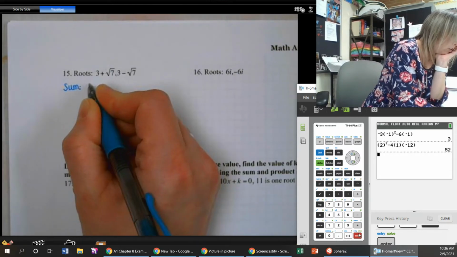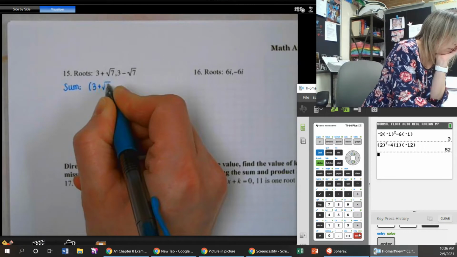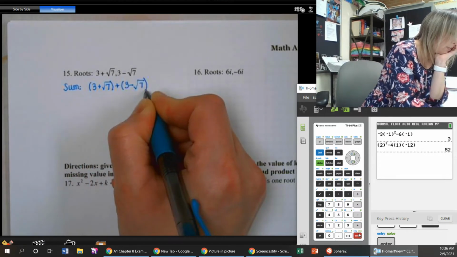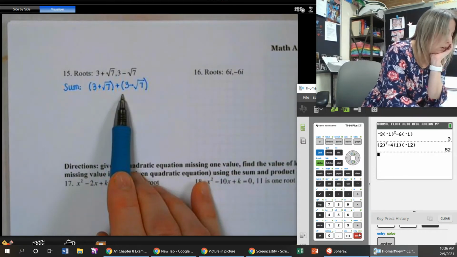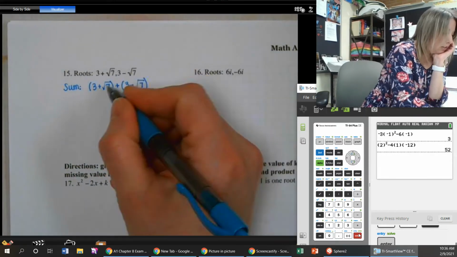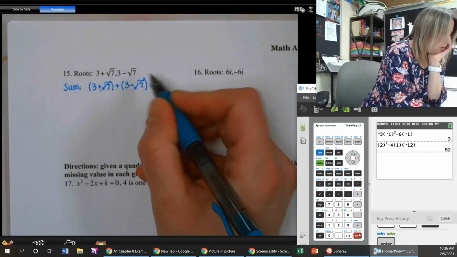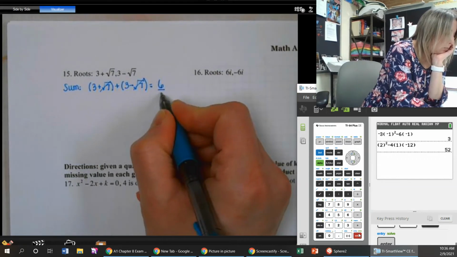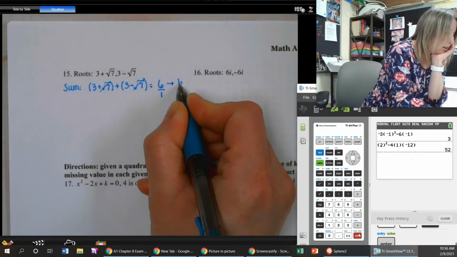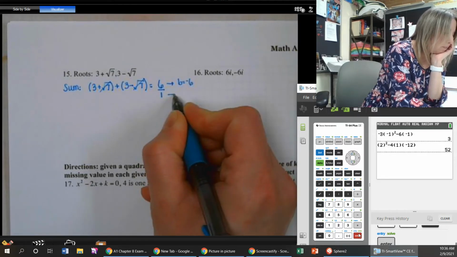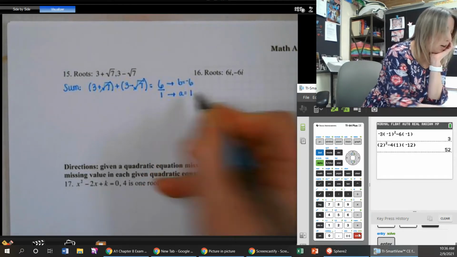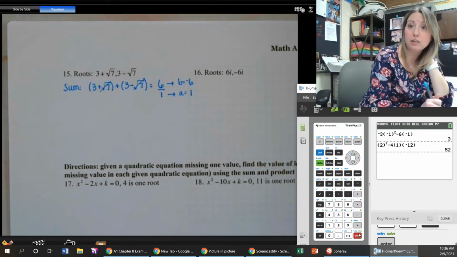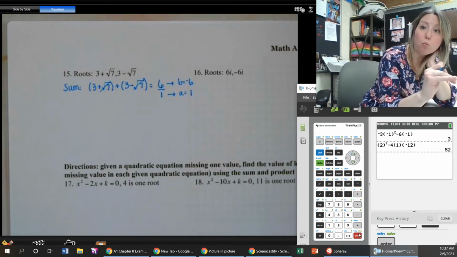Add them up. So you get 3 plus radical 7 plus 3 minus radical 7. Well, the thing about this is, think about it. The radicals are opposites of each other. They cancel out. No radical left. 3 plus 3 is 6. So you know right now that this is really a 6 over 1. So your B value is negative 6, the opposite sign. And your A value is currently 1. All right, let's see if that A value gets to stay a 1. It will get affected if the product doesn't turn out to have a 1 in the denominator.